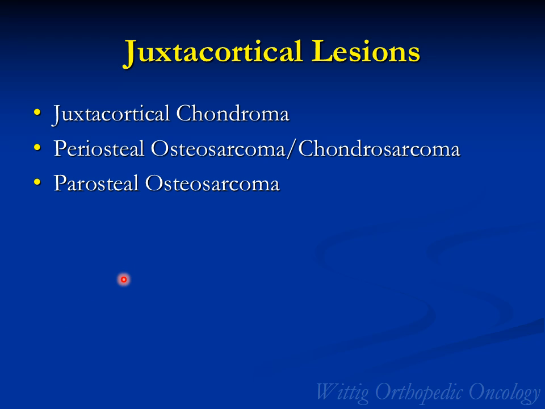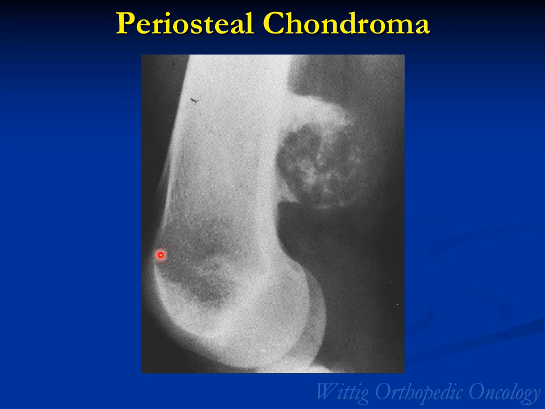Here are a list of some juxtacortical lesions, or surface lesions of bone. A juxtacortical chondroma, periosteal osteosarcoma or periosteal chondrosarcoma, and parosteal osteosarcoma. There's no such thing as a parosteal chondrosarcoma. This is a periosteal chondroma. You can see it resides on the surface of the bone, and you have calcifications in a ring and arc-like manner.